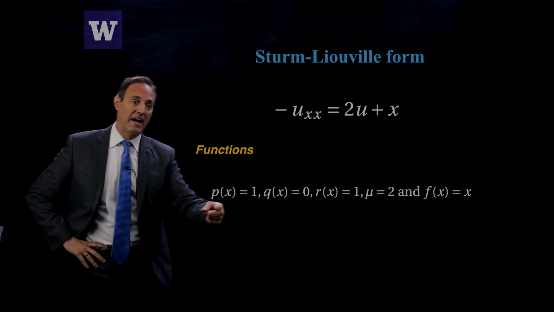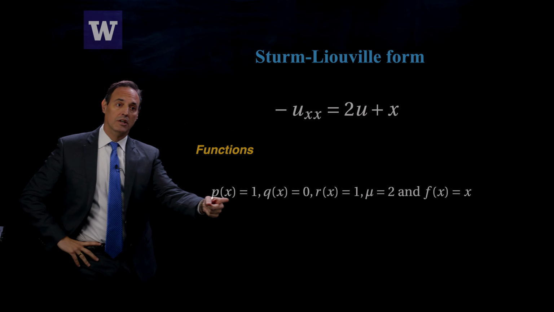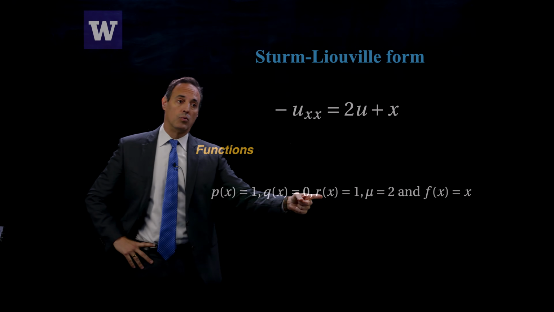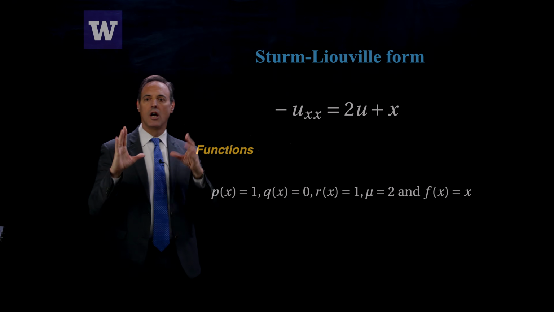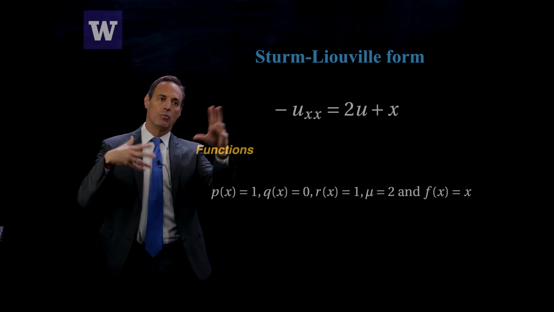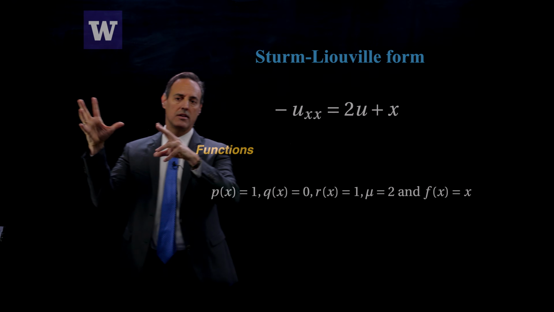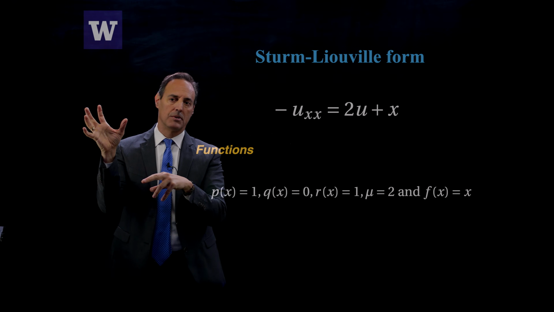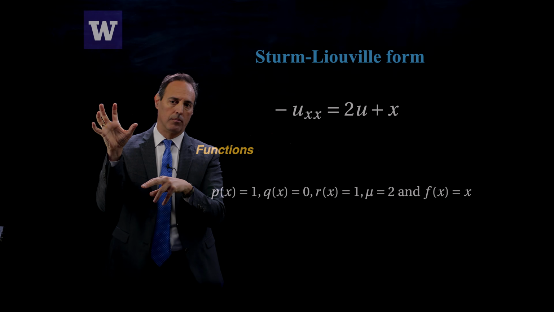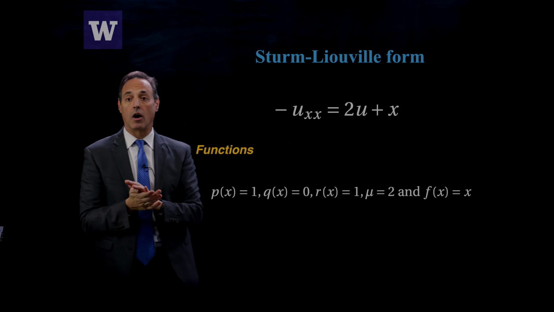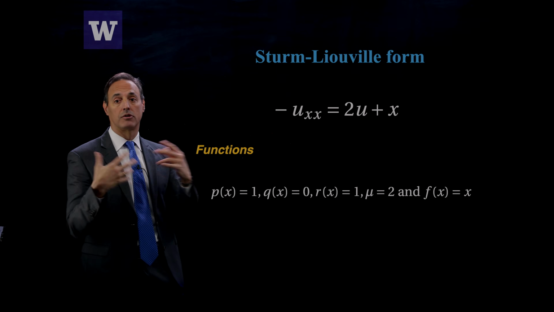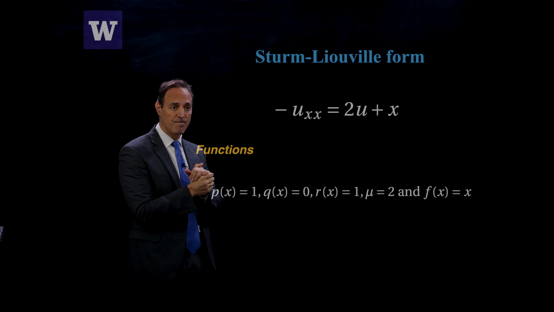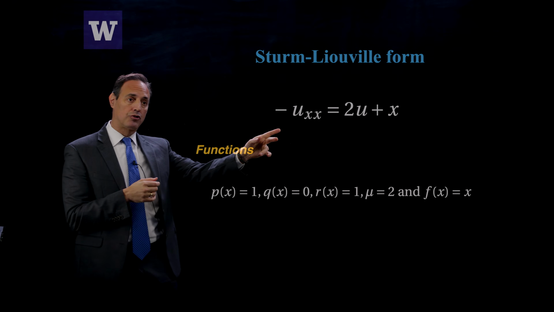So here are the values. The p of x is 1, the q of x is 0, r of x is 1, mu is 2, and f of x is x. So I put it in the standard operator form. When you write these down, it's really important to fit it into the form typically represented as the Sturm-Liouville canonical form, and then from there pick out what the coefficients are, and also respect the fact that p of x, q of x, and r of x are all positive.